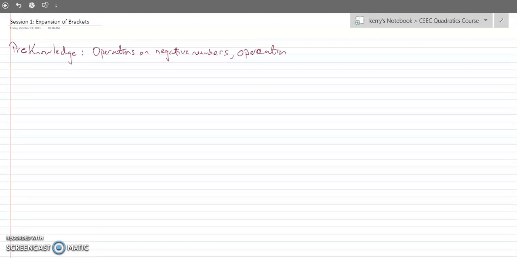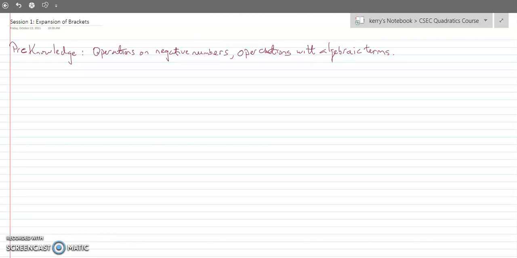Operations with algebra, right? So addition, subtraction, multiplication with algebraic expressions, right? With algebraic terms. So addition, subtraction, multiplication, division of algebraic terms. Good. And this is essentially it, right?